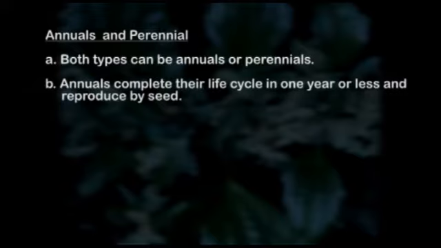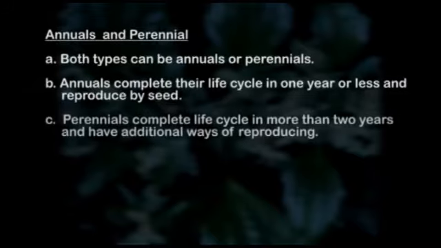In this topic, we discussed the 2 main life forms of weeds, including annuals that complete their life cycle in 1 year or less and reproduce only by seed, and perennials that live longer than 2 years and have vegetative reproductive strategies in addition to producing seeds.